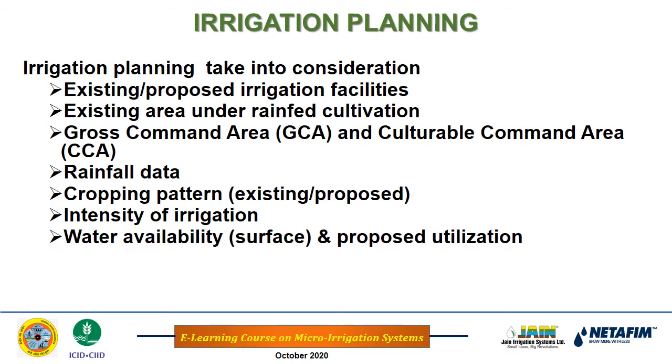So any area which can be used for cultivation is culturable command area. And then we would also like to know the rainfall data of that area, because we know that if there is rainfall, then a part of the water is going to be contributed by rainfall, and the remaining part, all which a crop would be requiring, we would need to provide from irrigation.